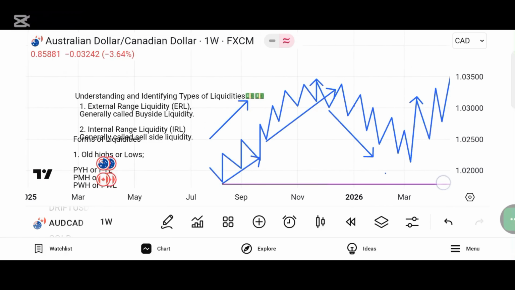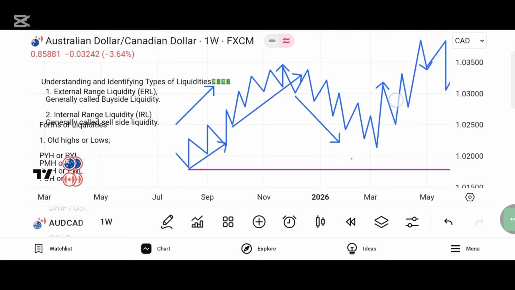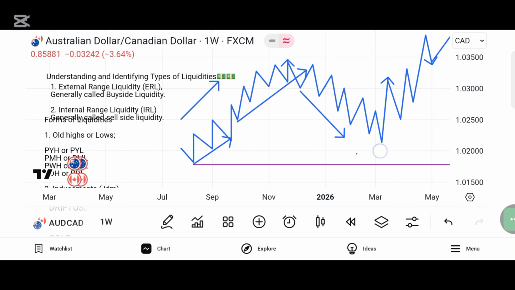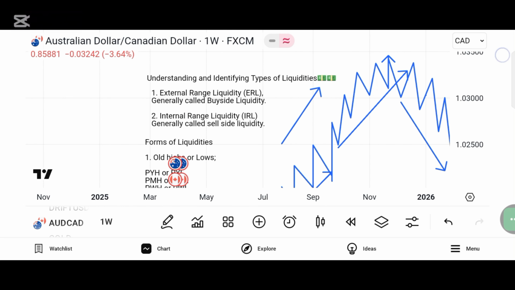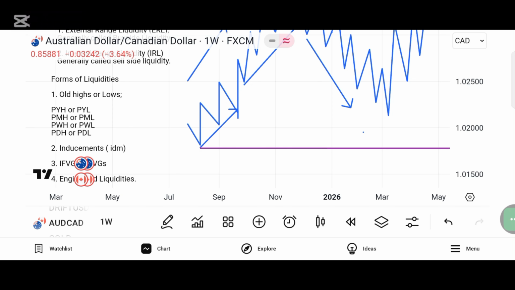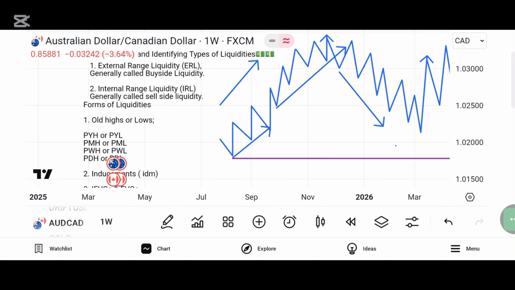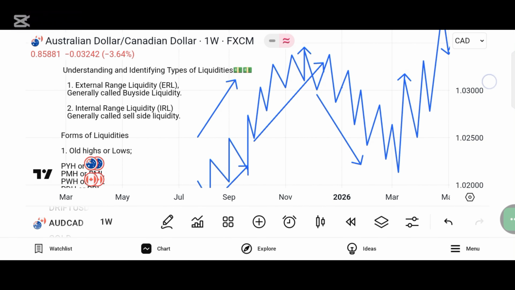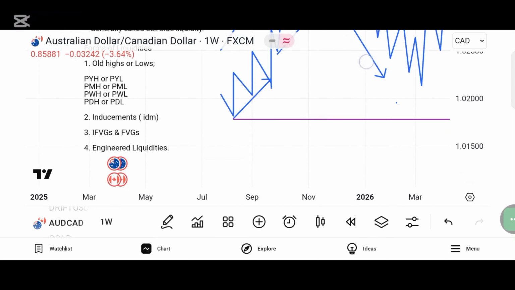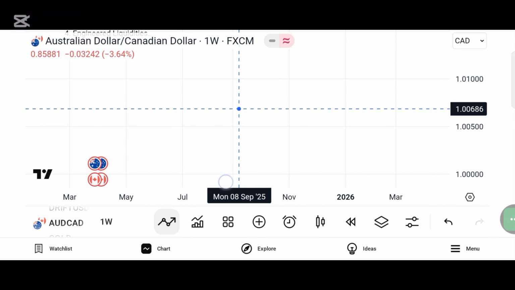So let's go to the forms of liquidity because I've actually explained external liquidity and internal liquidity using this schematic diagram. So let's go back to this one. And the forms of liquidity are old highs or old lows. That's the first form of liquidity you see in the market. Now we know that we have generally two types of liquidity, which is the external range liquidity and the internal range liquidity. So for the external range liquidities, because we are moving up, we are actually moving up for the external range liquidity.